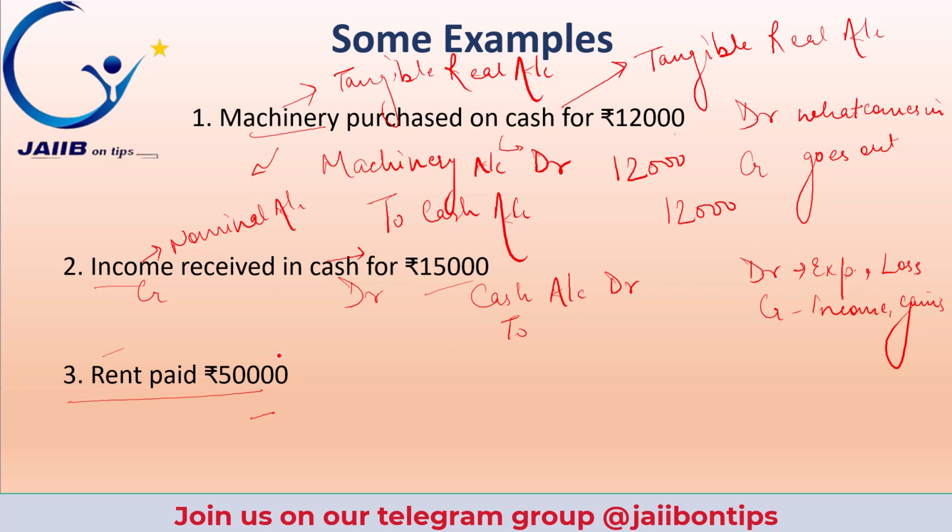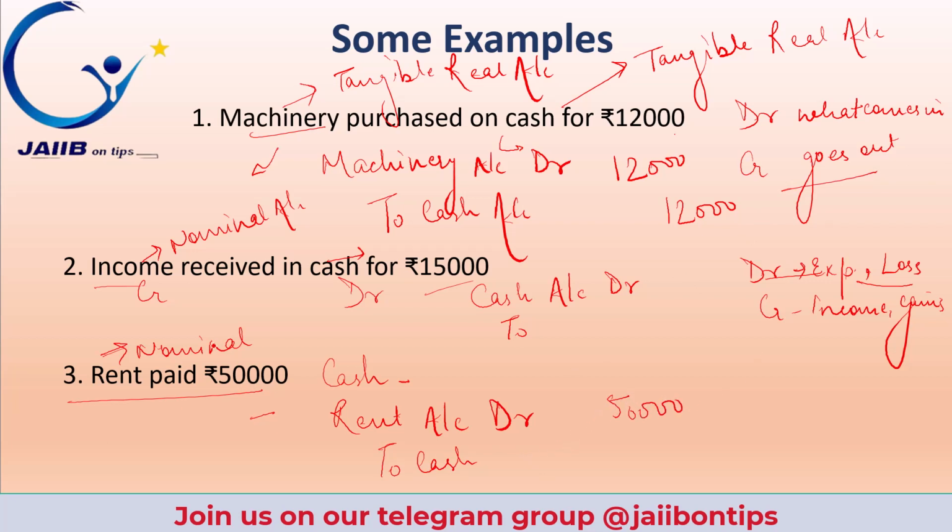Next one is rent paid rupees 50,000. Rent is again the nominal account. We are giving cash for rent, so cash will be going out, right? So rent account will be debited. Why? Because it is an expense, and in nominal account debit all expenses and losses, and cash is going out, so cash account will be credited because credit what goes out, right? For rupees 50,000, right? I hope this is clear now.